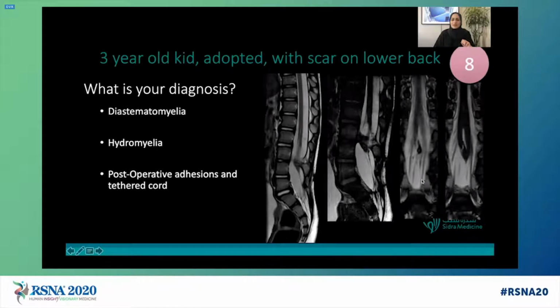What do you think is the diagnosis? Is it a case of diastematomyelia? Is it a case of hydromyelia? Or is it post-operative adhesions and tethered cord?